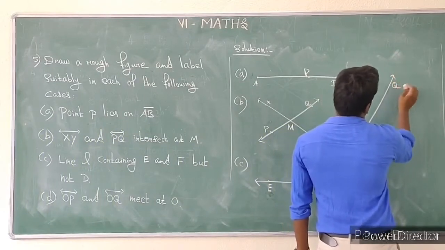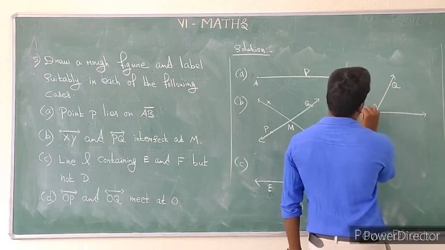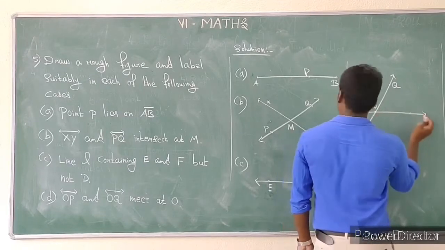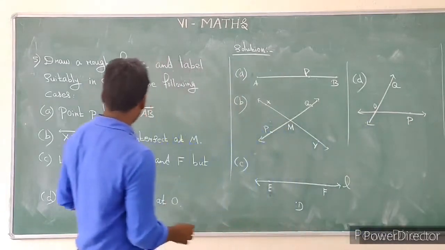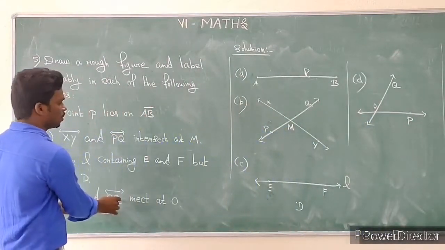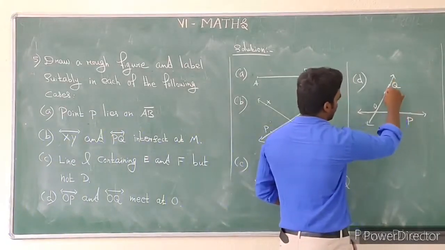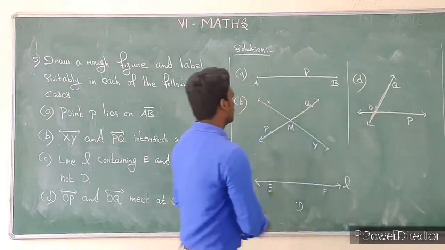So this is line OQ. What is the next line? OP. So line OP and line OQ meet at O. Here is a line OP and the next one is a line OQ. The lines meet at the point, what is that? O. You know how to do that?